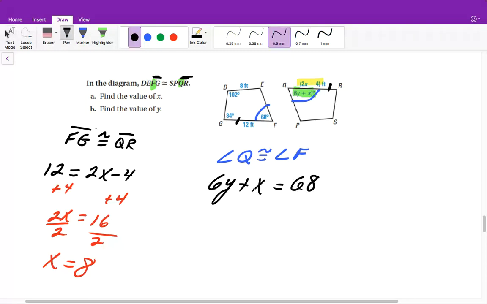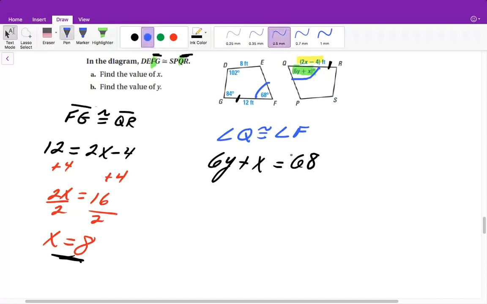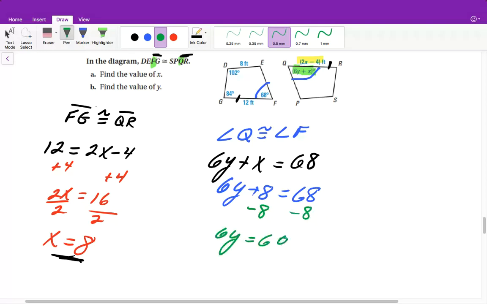Now, in this case, we had 2 variables, but we just solved for x. We know it's equal to 8, so I can substitute that in. So that will then give me 6y plus 8 is equal to 68. Now I just solve for y. I'll subtract 8 from both sides. So 6y is then equal to 60. Divide each side by 6. So that means y is then equal to 10.